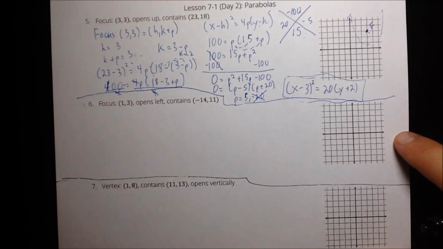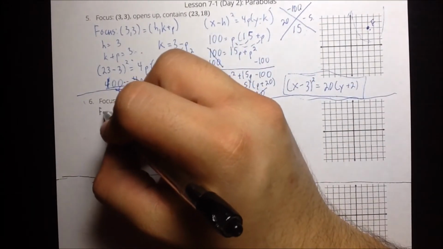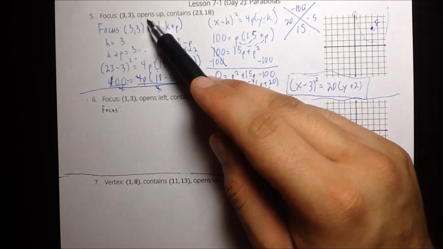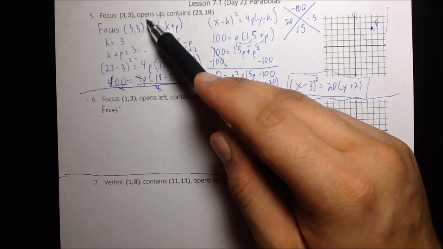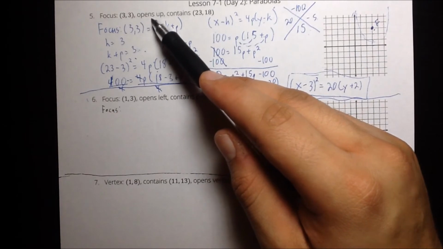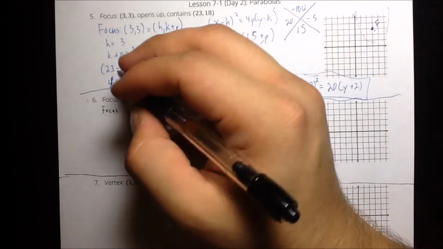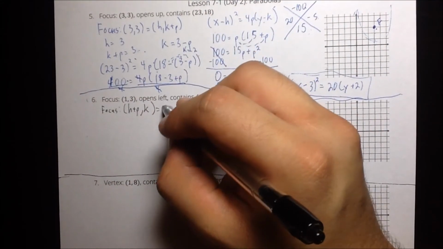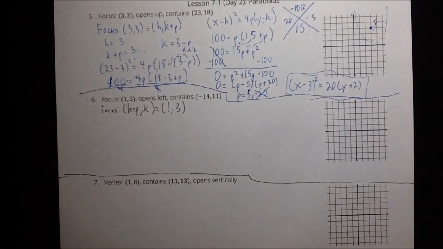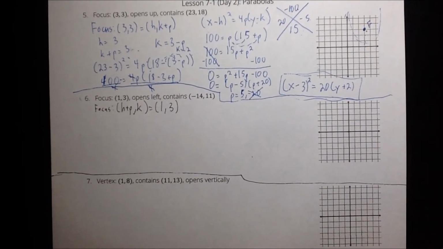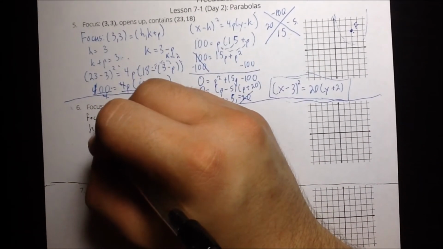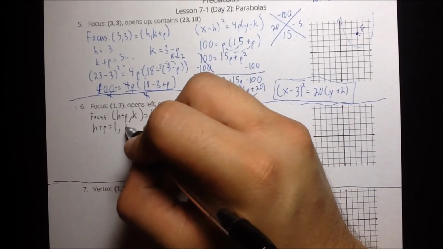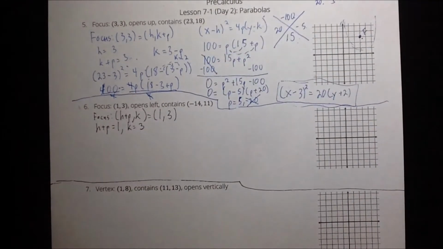So, okay, we have the focus. And again, we have to figure out what focus formula we want to use. Well, we know this opens left, so we're not going to use the vertical one here. We're not going to use the (h, k plus p). We're actually going to use the other one, which is (h plus p, k). And of course, that means that that is equal to (1, 3). So the focus is going to be h plus p is equal to 1, and k is equal to 3. We know all of that from that formula.